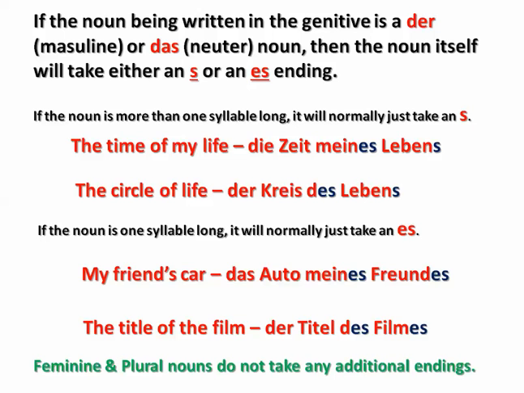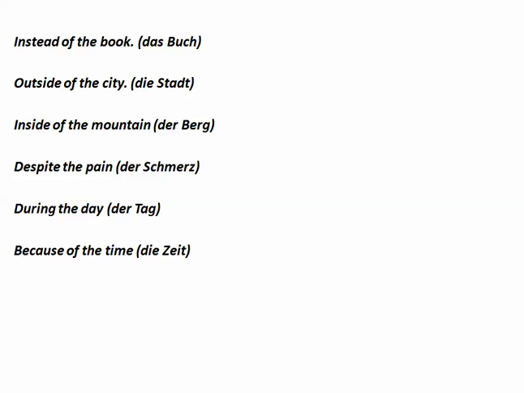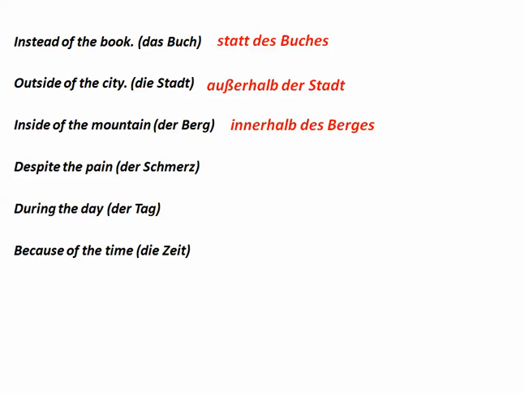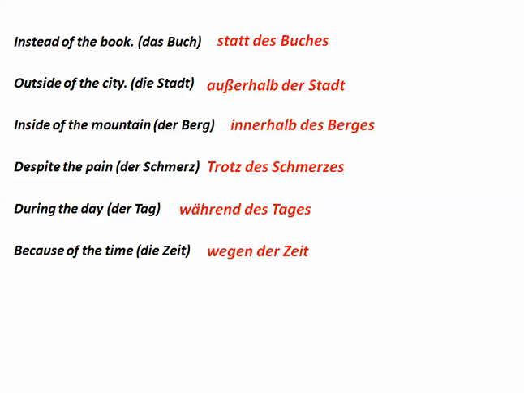Okay, feminine and plural nouns, while the D changes to der, they do not take any additional endings onto the noun itself. Okay, so here's some examples of some expressions or prepositional phrases using genitive prepositions. Instead of the book, statt des Buches. Outside of the city, außerhalb der Stadt. Inside of the mountain, innerhalb des Berges. Despite the pain, trotz des Schmerzes. During the day, während des Tages. And because of the time, wegen der Zeit. And here I've used a variety of masculine, neuter, or feminine nouns so that you can see the effect that genitive has on them.